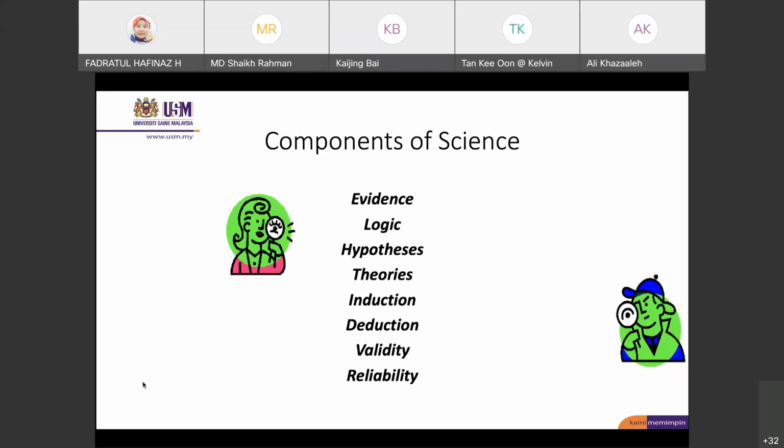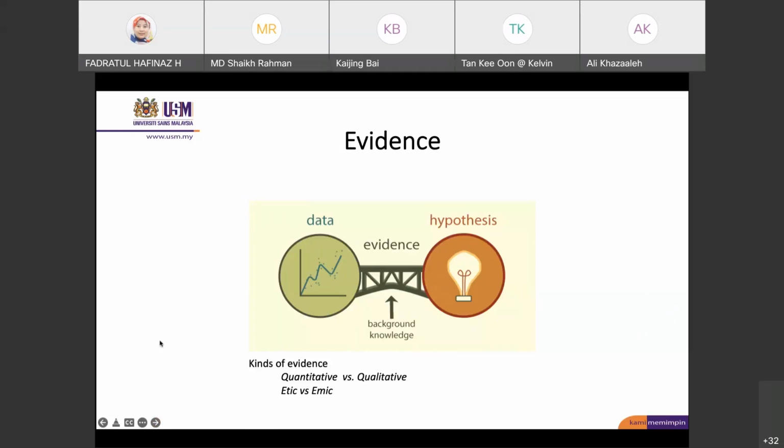So let us go one by one on each of the components of science. The first one is the evidence. It can be defined as the empirically observed experience. The terms that signal the use of evidence are data, observation, empirical, and also empiricism. So there are a few kinds of evidence. The first one is quantitative versus qualitative, and the second one is etic versus emic. Don't worry about the jargon on the empirical. I will slowly introduce it later, right?